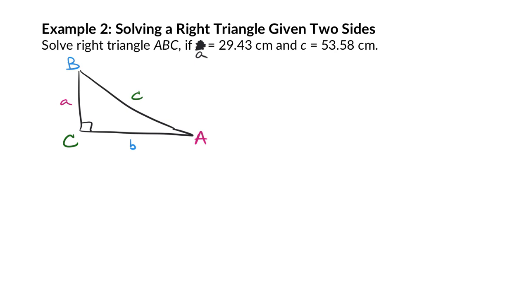Again, I like to label what we already know because it's helpful. We know that side length little a is 29.43 centimeters. And we know that the hypotenuse c is 53.58 centimeters. Do we know any of the angles? No, so we're going to have to use something else to find the angles. Yeah, but C is 90. Big C is 90. Oh, good point. We do know one of the angles.